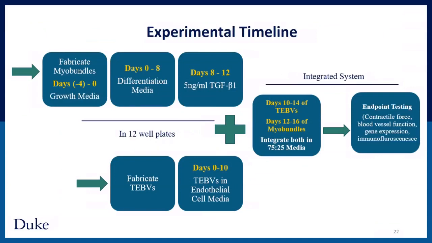And then we make these two systems separately at first. So for the bundles, I just discussed the timeline before. For the blood vessels, we give them 10 days for the vessels to mature and the endothelial cells to become confluent, and then we co-culture them, integrate them, for 4 days. At this stage, we withdraw the TGF-beta, so there's no TGF-beta in these 4 days. After 4 days of integration, we perform endpoint testing, including the contractile force, the blood vessel functions, the gene expressions, and the immunofluorescence for protein expression levels.